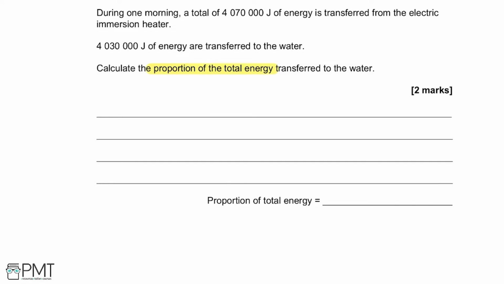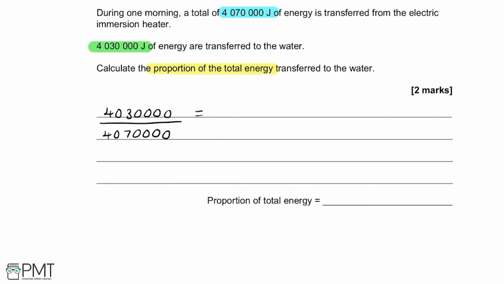The fraction is going to be the energy that is actually transferred to the water, which is 4,030,000. And we're going to divide that by the total energy transferred from the electric immersion heater in the first place. So we're doing a fraction of the total energy that the water is receiving divided by the energy that the immersion heater is giving it. 4,030,000, which is what the water is getting, divided by 4,070,000, which is what the immersion heater is giving.